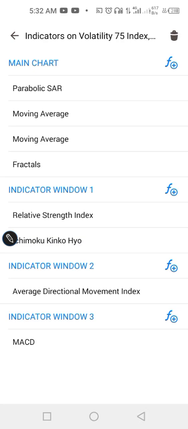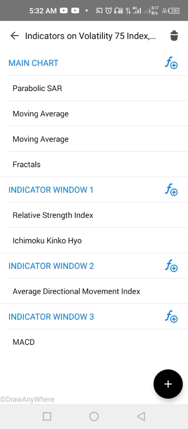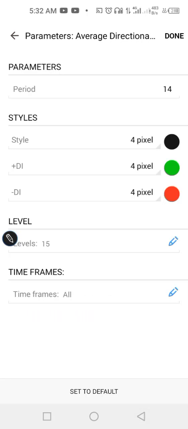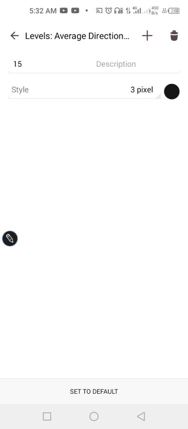So in our indicator window 2, we have our average directional movement index. Open it up. These are the parameters. The period is 14. The style, choose the color of your choice. Take a look at the level. Can you see the level, we have a 15 here. Choose the color of your choice.